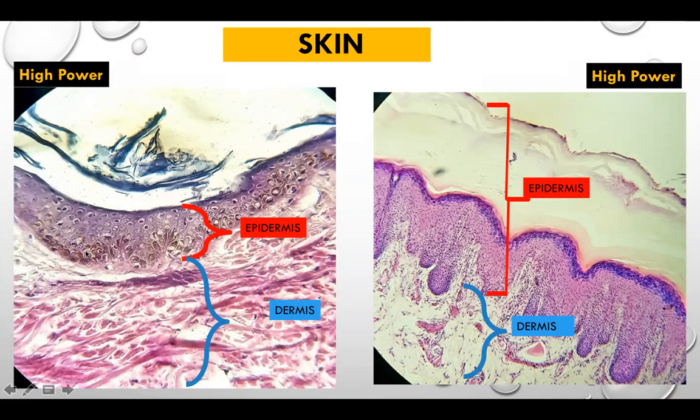In this high power magnification, this is the epidermis from the tip of the pointer up to this area, and this is the dermis. In this slide, on the right side of the monitor, from the tip of the pointer up to this area is your epidermis, and this one is the dermis.